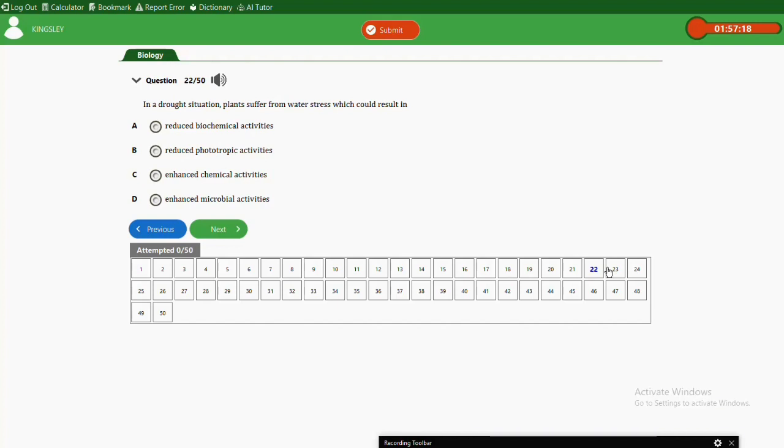So when plants suffer from water stress in a drought situation, it means that they've lost a lot of water and they don't have enough water for biochemical activities. So A is the correct option here, because reduced phototropic activities are concerned with the sun. If there is low sunlight, that's when they have reduced phototropic activities. Definitely their chemical activities will not be enhanced, and there won't be enhanced microbial activities because there is less water. So option A is the correct option here.